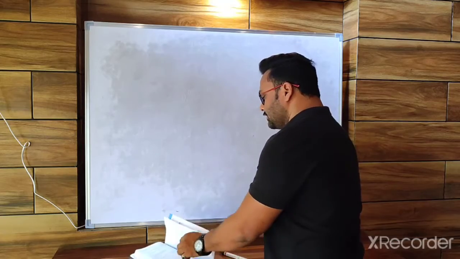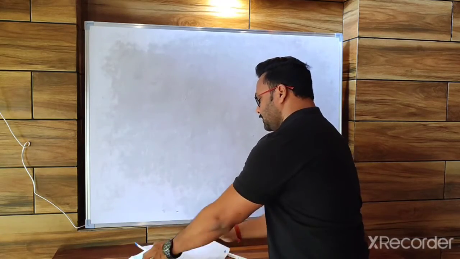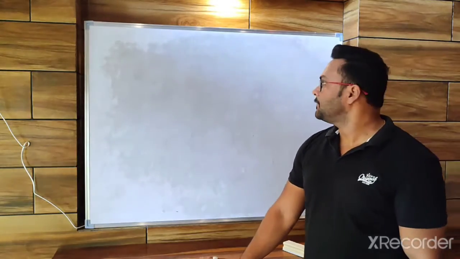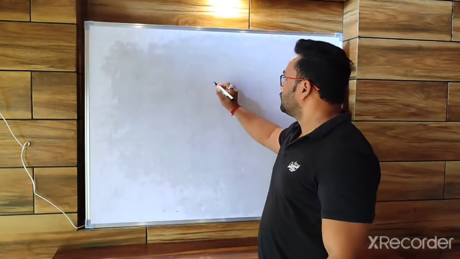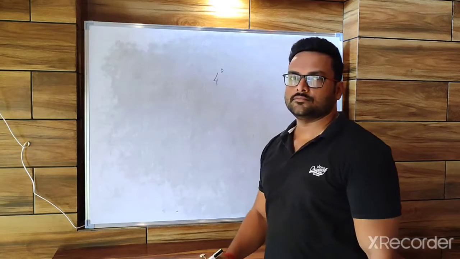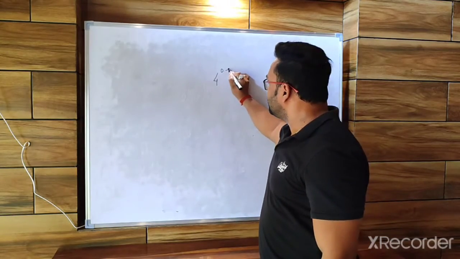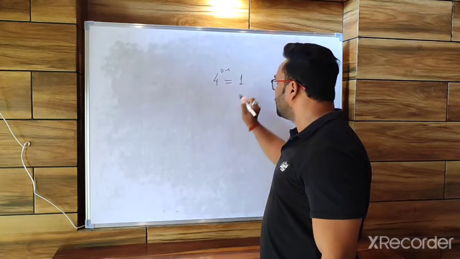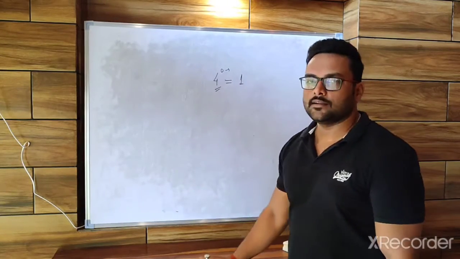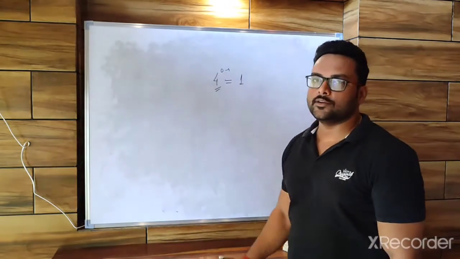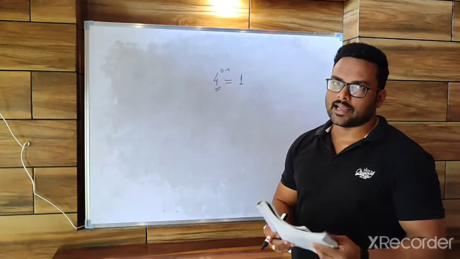It is also called the property of zero exponent. We can say any number, whatever. Suppose 4 to the power 0. If the exponent is 0, its value will always be 1. You will leave that base. If the exponent or power is 0, its value will always be 1.